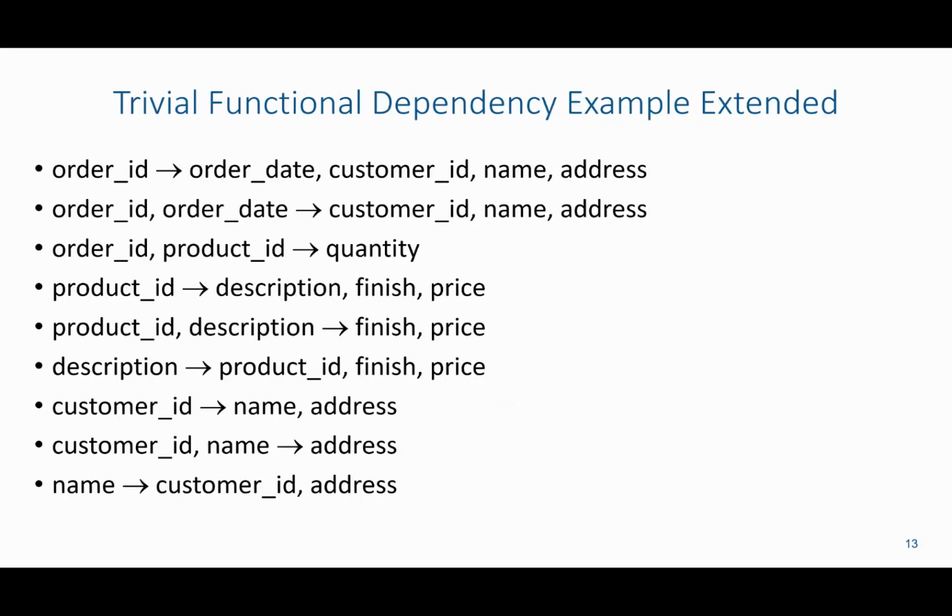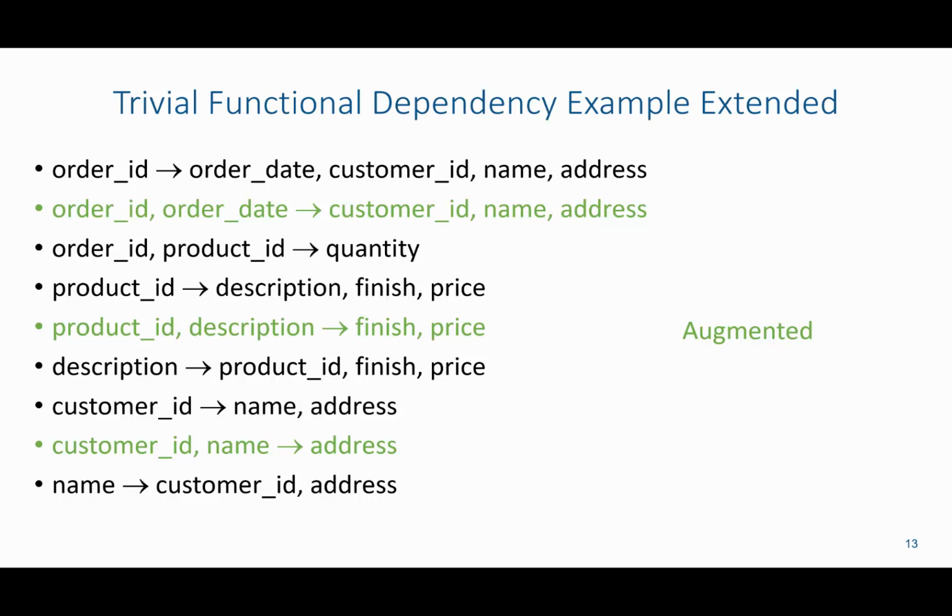So based on our previous example, we identified a bunch of attributes that determined other attributes. Now let's go ahead and get rid of the trivial functional dependencies. As we look through these, we can see several that are augmented and several that are equivalent. So for example, these three that are highlighted in green are augmented trivial functional dependencies because order ID alone determines customer ID, name, and address in the first bullet point, and so we no longer need order ID and order date determining those same three attributes. The same goes for the fifth bullet point.